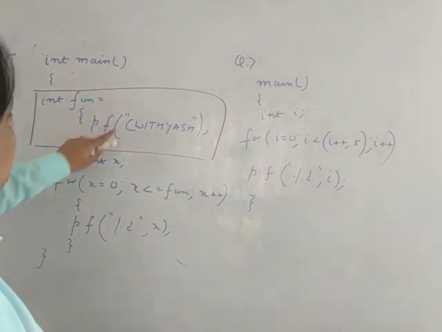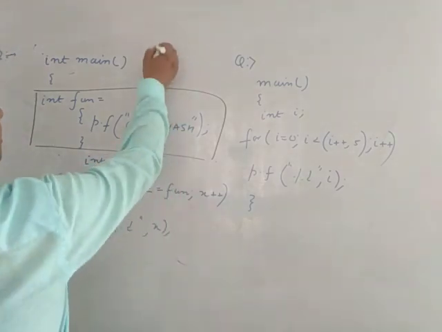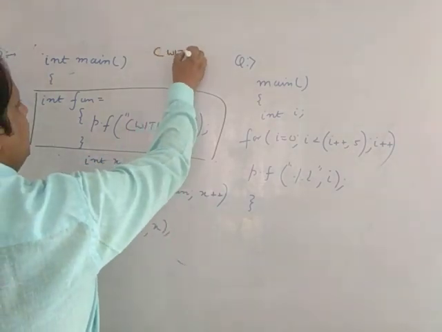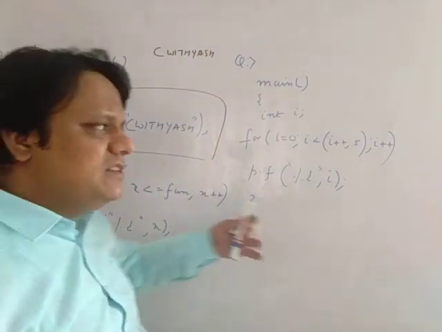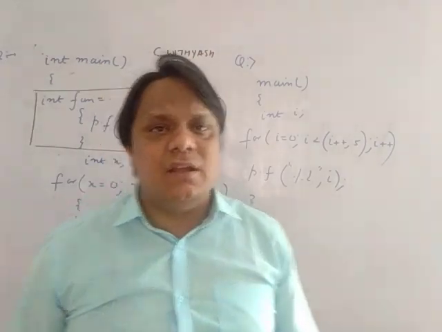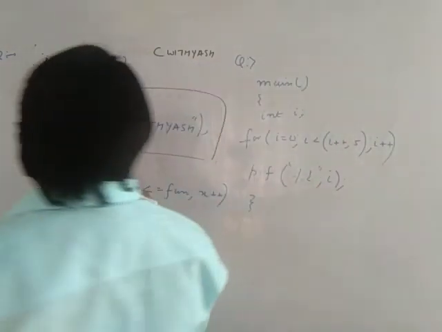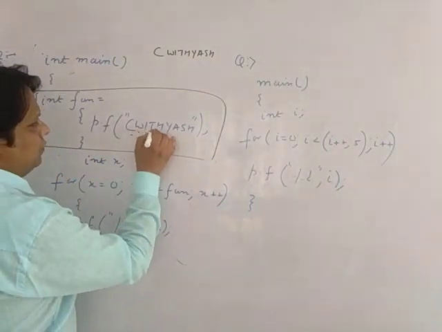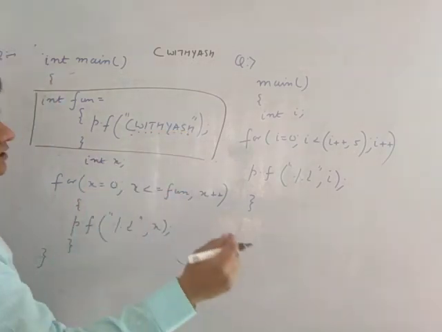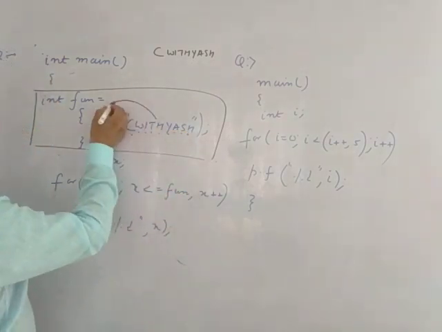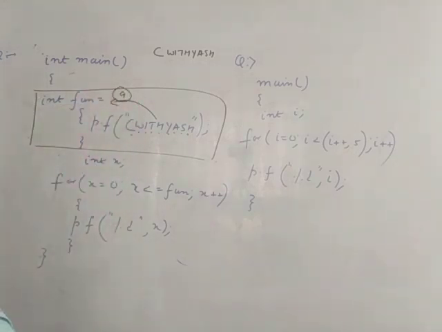Now int fun is equal to printf("C with Yash"). So what it does, firstly it will print C with Yash. And printf does what? Printf is just like a normal function. It returns something, and printf returns what? Printf returns the number of characters. So how many characters are there inside printf? 1, 2, 3, 4, 5, 6, 7, 8, 9. So printf internally returns 9, and that 9 is stored in variable fun. Therefore the value of fun is 9.